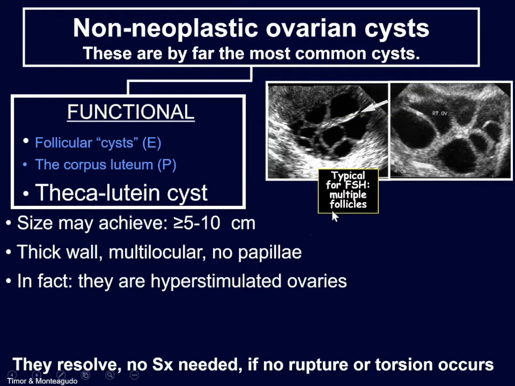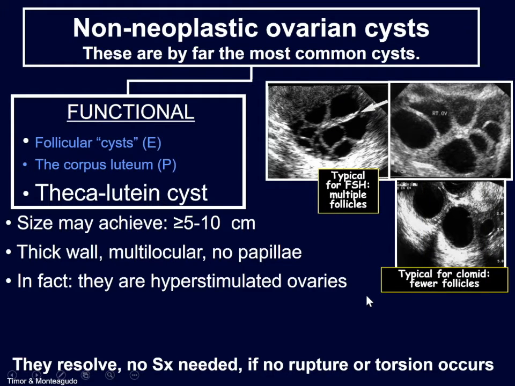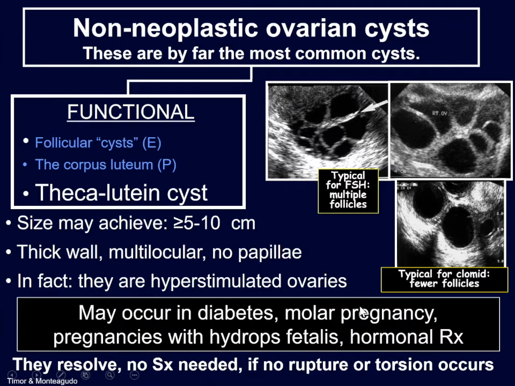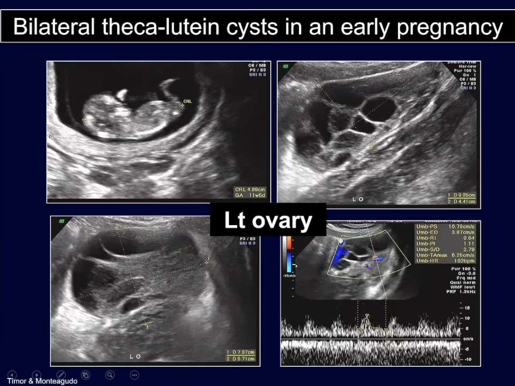typical FSH induction of ovulation, you have multiple follicles. If you have a clomid-induced ovary, you have usually 1, 2, or 3 larger and fewer follicles. They may occur also in diabetes, molar pregnancy, and hydrops fetalis or hormonal treatments. They resolve. No treatment is needed if no rupture or torsion occurs. Here is a good example of theca-lutein cysts in an early pregnancy, depicted in the 3 pictures.